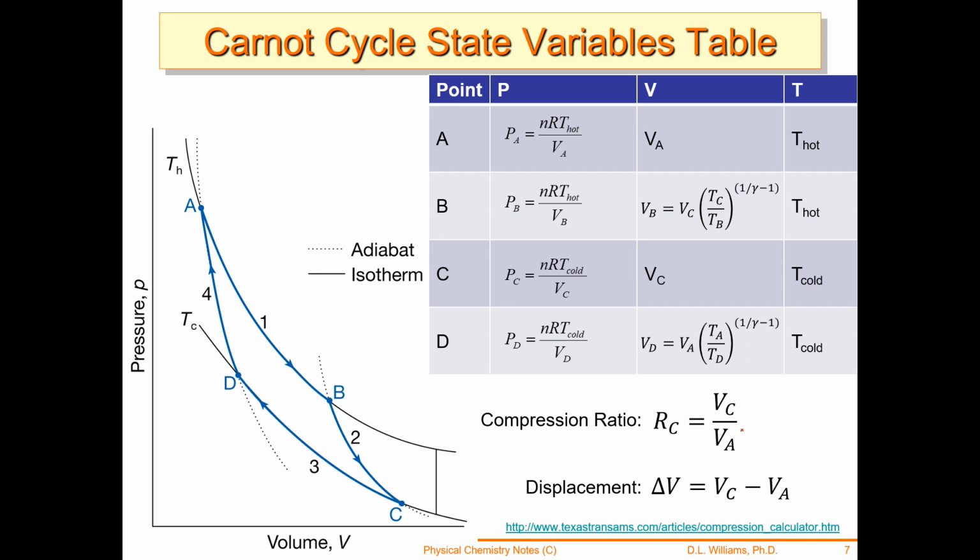So that's the compression ratio. And then you have the displacement, which is the difference in VC and VA. Well, these numbers are given, RC and delta V, and so you've got two equations and two unknowns. And then on the next slide, we'll derive how to get VA and VC if you're given compression ratio and displacement. So you will know these, and then you will have to guess or estimate what the cold and hot temperatures are.